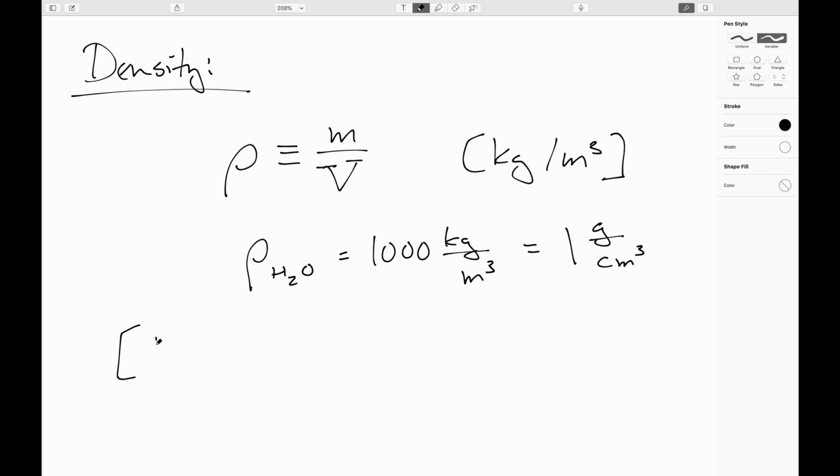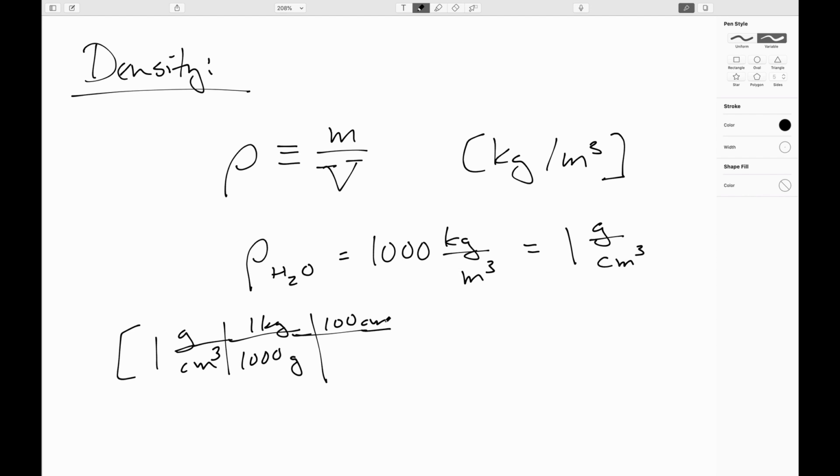Just as an aside, take 1 gram per cubic centimeter. If we want to convert this into kilograms per cubic meter, the first thing we have to do is convert the grams into kilograms, so we can multiply by 1 kilogram over 1,000 grams. Now here's the tricky bit: remember that there are 3 powers of centimeter here, and each of them needs to be individually converted into cubic meters.